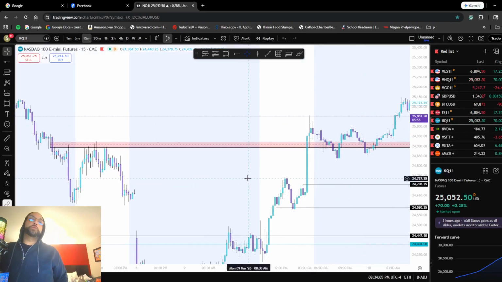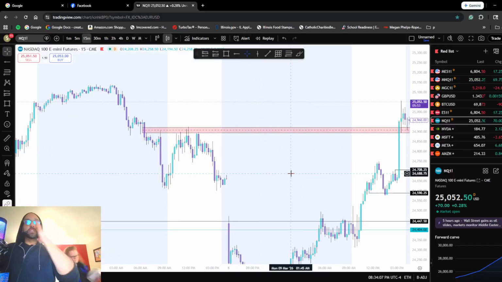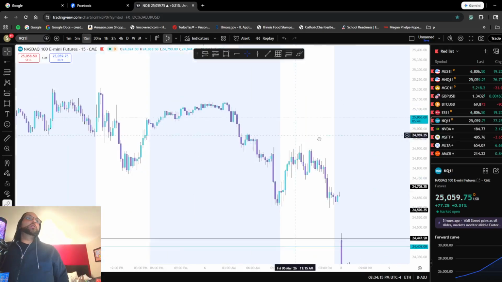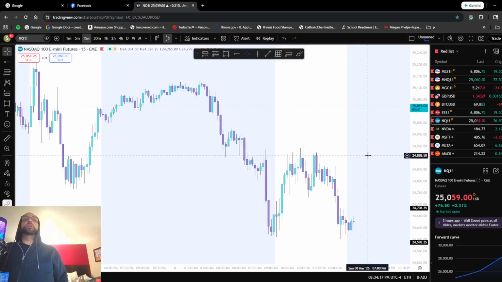Wow. Let me show you. That's a break of structure to the upside. I've already showed you break of structure to the downside. What is not a break of structure?